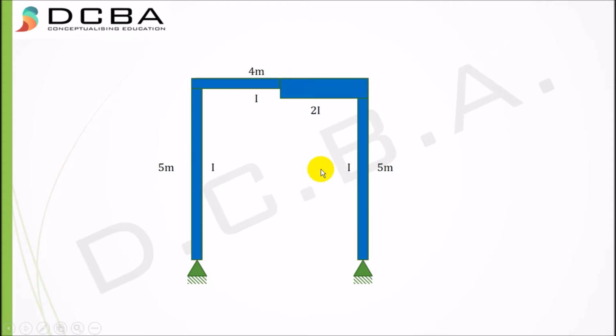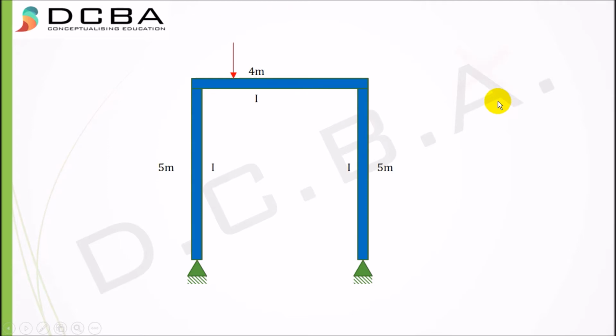Let's see one more example. Here again let us draw a section. Both these columns are similar, having a 5 meter height as well as similar moment of inertia, but in the beam the moment of inertia for the first 2 meter span is I, and then it changes. So it's a varying cross section, and therefore it is not a symmetric structure.